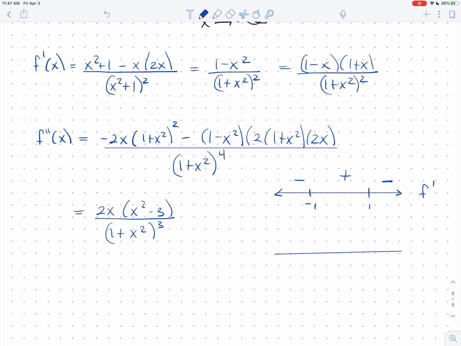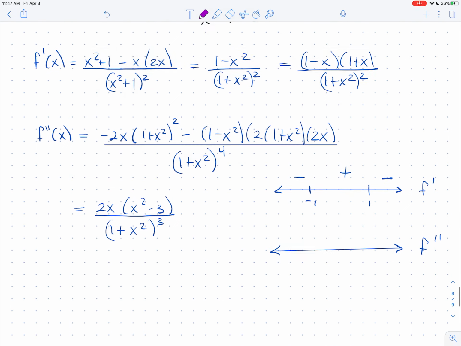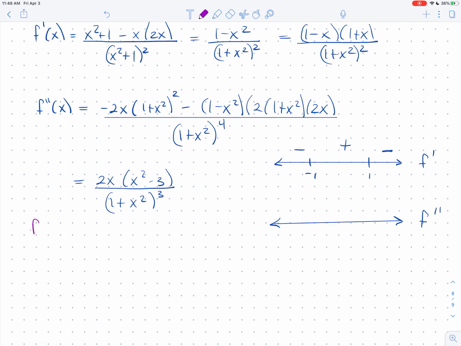Second sign diagram for f double prime. Let's go over here and make sure that we see the zeros. If you set f double prime of x equal to 0, you're going to get x equals 0 or x equals plus or minus root 3. So I've got negative root 3, 0, and root 3. And again, plug in something big. I'll plug in a billion.